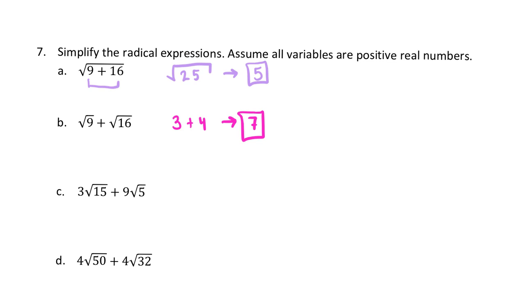All right, on C, C's kind of interesting. I think there might have been a typo when this test review was written. Because I have the square root of 15 and the square root of 5, I can't add those together. I could maybe say 15 is 3 times 5, but neither one of those are perfect squares, so there's no simplification there. So because of that, this is actually in simplest form.